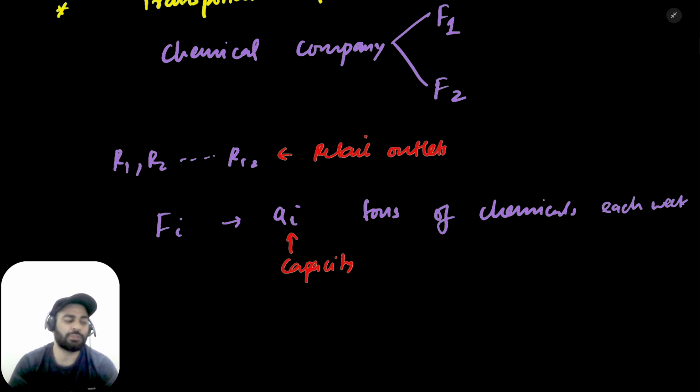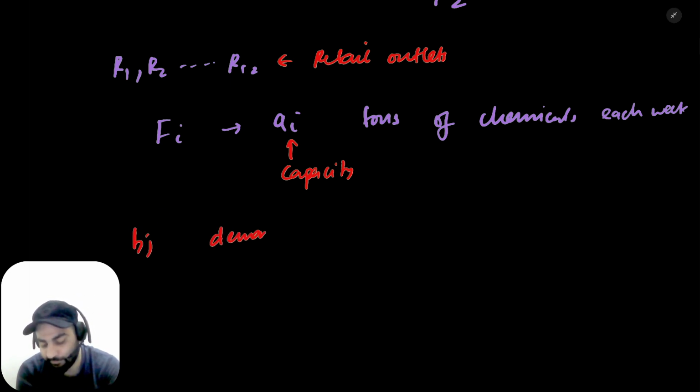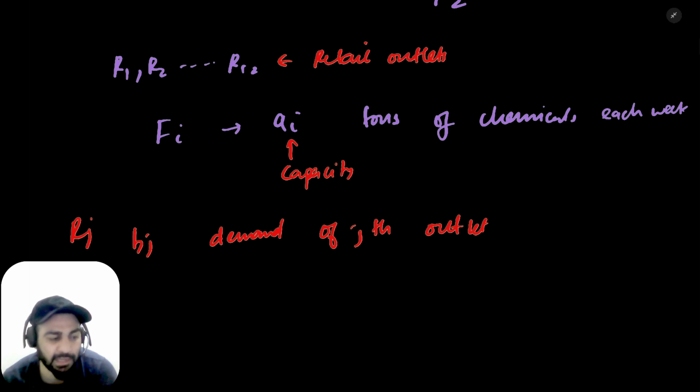Okay, so then what we have is, for each retail outlet out of these outlets, we want to see how many they sold. Let's suppose the demand is bj. bj is the demand of the jth outlet. bj means bj tons of this. For an Rj, meaning the jth outlet, the weekly demand of that outlet is bj tons of the product.